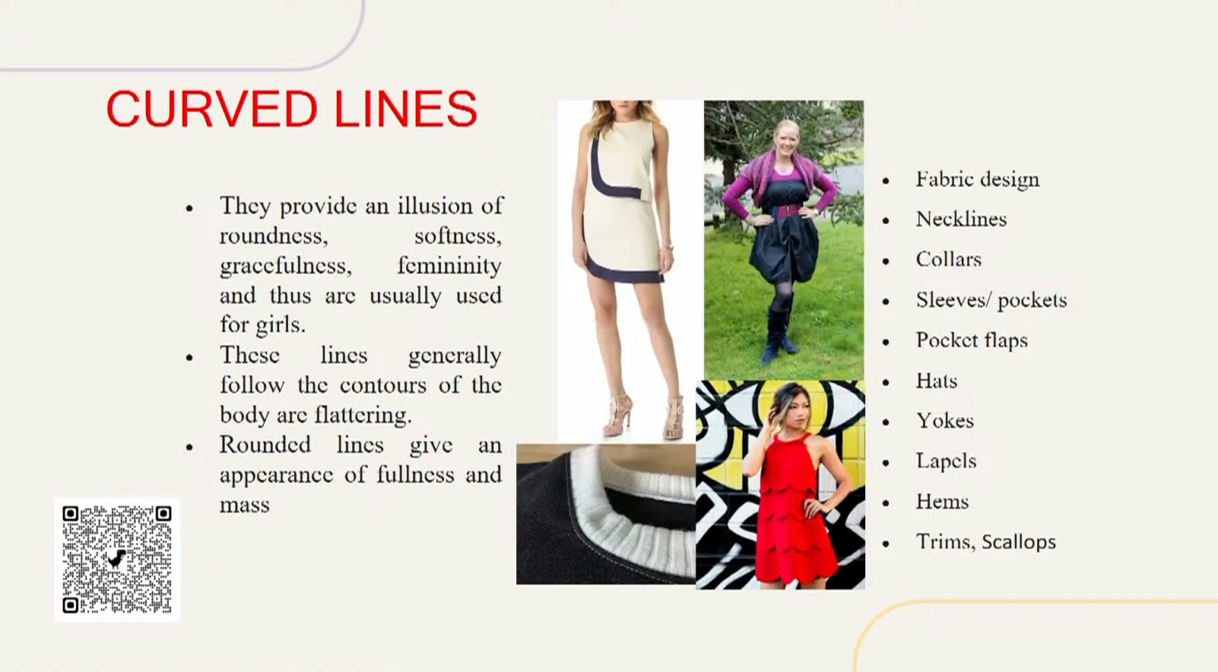We will now look at another category of lines, which are the curved lines. Curved lines are mostly seen in garments worn by women, and they give an illusion of roundness and softness. They also represent femininity and gracefulness, and thus are usually used in girls' or women's wear. These lines generally follow the contour of the body and they create a very flattering effect. Rounded lines give the appearance of fullness and mass. So let's look at how curved lines can be incorporated in your garment.